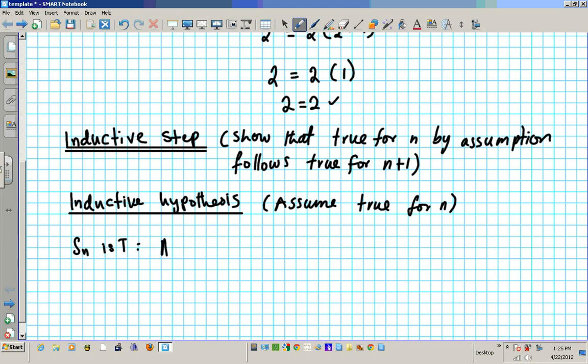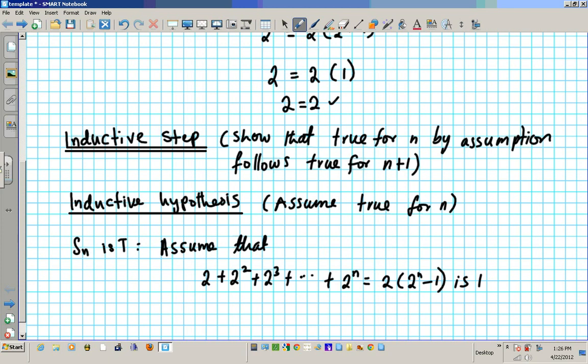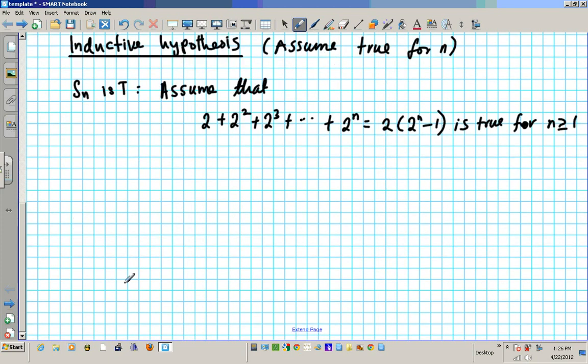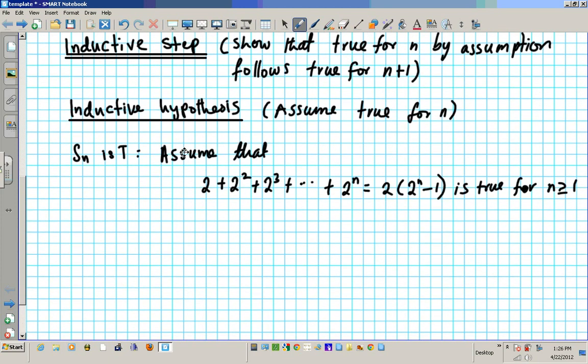We're going to assume that 2 plus 2 to the second plus 2 to the third plus dot dot dot plus 2 to the n is equal to 2 times 2 to the n minus 1. We're going to assume that this statement is true for n greater than or equal to 1. We are assuming that is true. That's what the inductive hypothesis is all about. We're making a hypothesis that the statement is true for n.